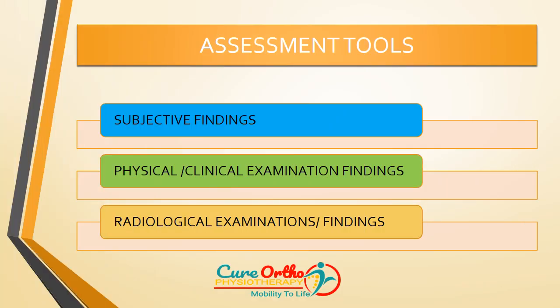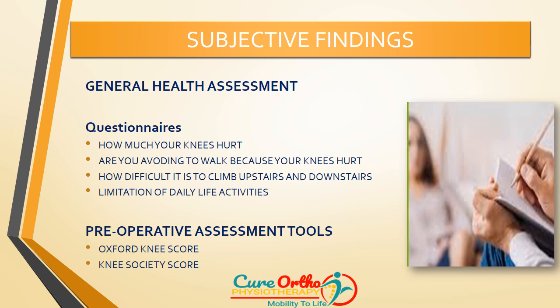Assessment tools we will divide into three categories: subjective findings or examination, physical or clinical examination, and radiological examination or findings. Subjective findings include your general health assessment. General health assessment includes demographic data like name, age, sex, your personal history, your family history, your medical history.